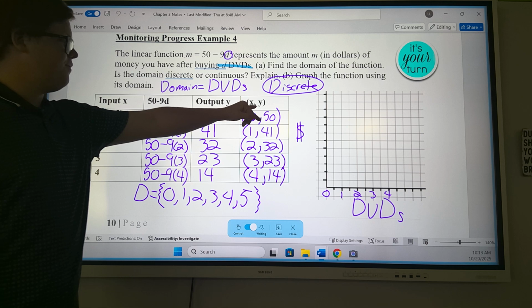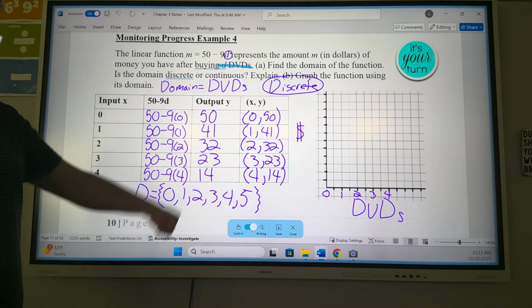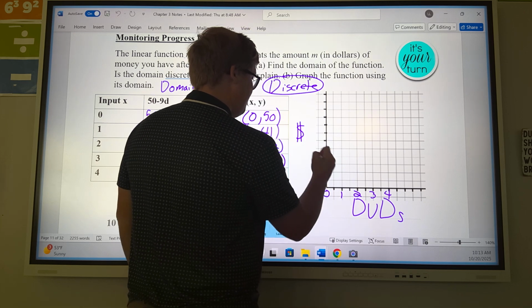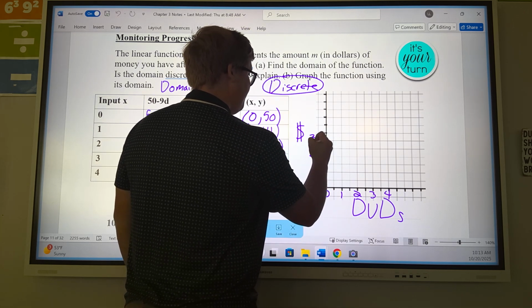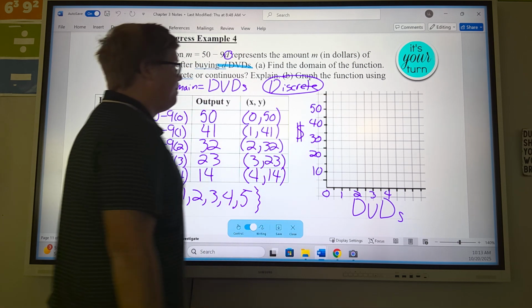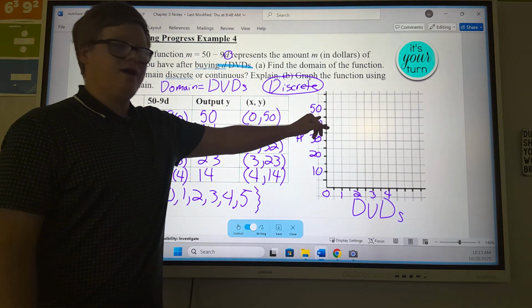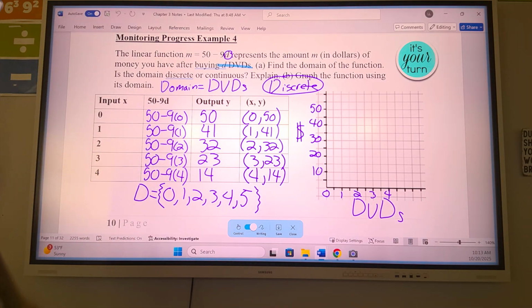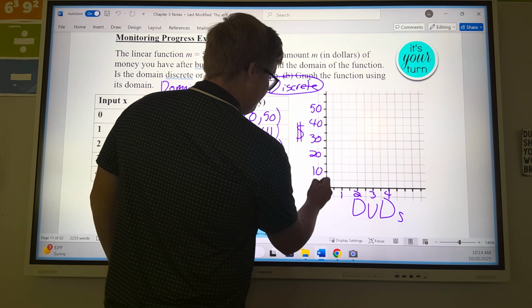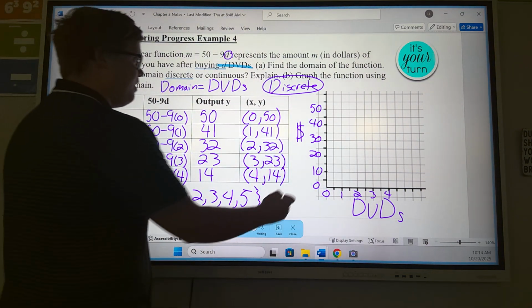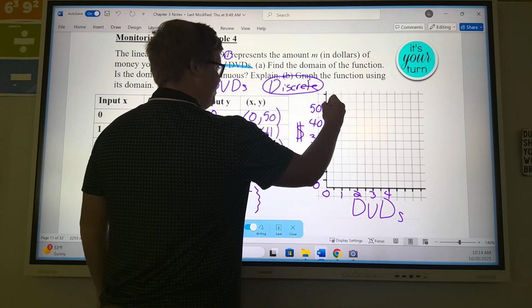And money, we started at 50, ended at 14. So let's go by tens again. 10, 20, 30, 40, 50. And again, I want to leave that space in between so that way I know that one's 5, especially when it's from 50 to 0. Don't forget to include your 0 at the bottom as well. So, when we bought 0 DVDs, we started at $50. So the first point was up here.